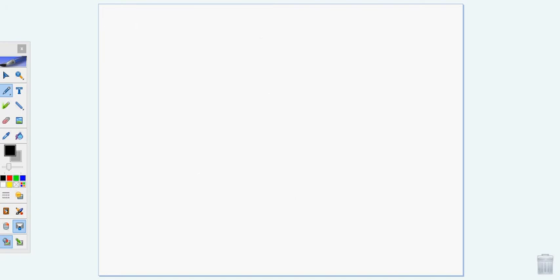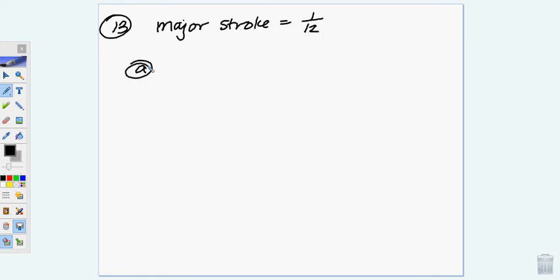All right. 13. 13 is kind of a cool thing. This is actually how fonts are developed, and this is how we as people find certain fonts more pleasing than others. And so you're told information about the square, and the thickness of the major stroke is 1/12 the height of the letter. So you're told that the thickness of the major stroke is equal to 1/12 the height of the letter, right?